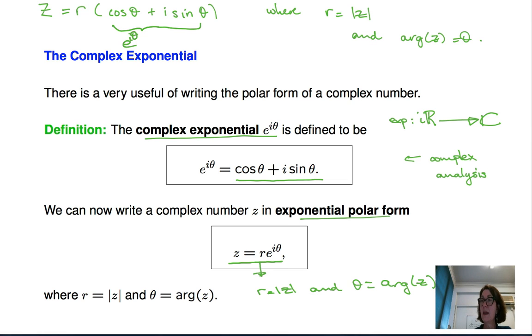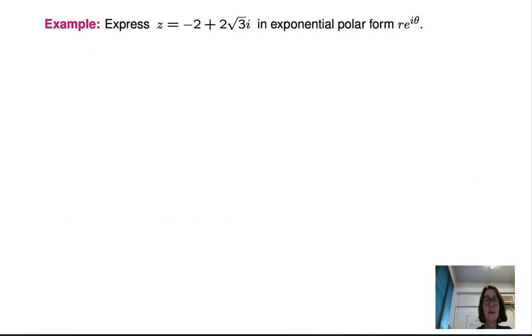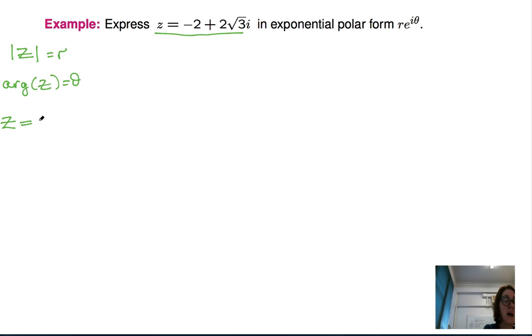Okay, so let's do an example using the exponential polar form. We've got our complex number z written in Cartesian form, and we want to write it in exponential polar form. So we still have to figure out what the modulus of z is, we have to figure out what the argument of z is, and then we're going to write this as z equals r e to the i theta. Okay? So let's have a look.